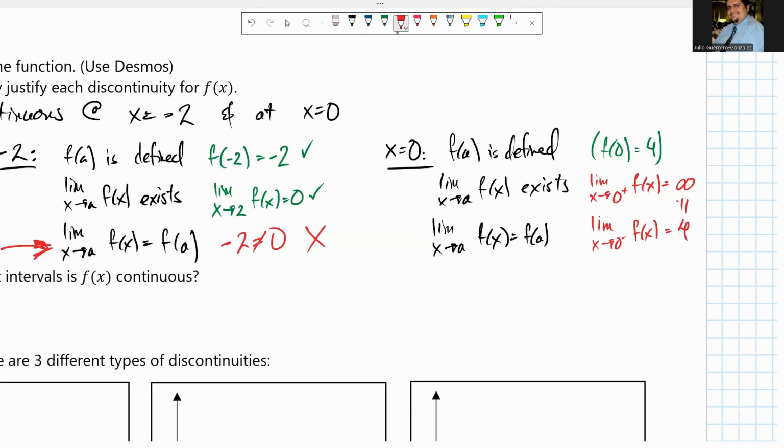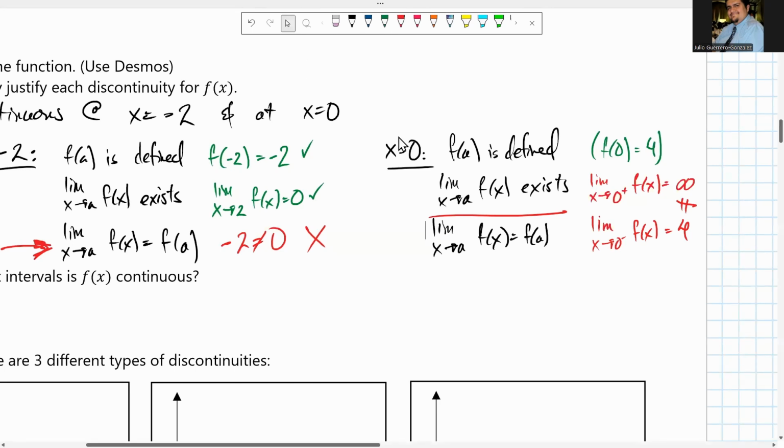These two are not equal. Those two are not equal. And we just need to make sure that one of them is not satisfied. Since both of these are not equal, this limit does not exist. Okay, that's it. We determined which one of the three conditions is not satisfied.